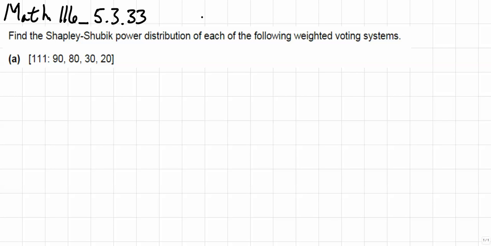Find the Shapley-Shubik power distribution of each of the following weighted voting systems. And the weighted voting system, and this is the number of votes needed to carry a motion.